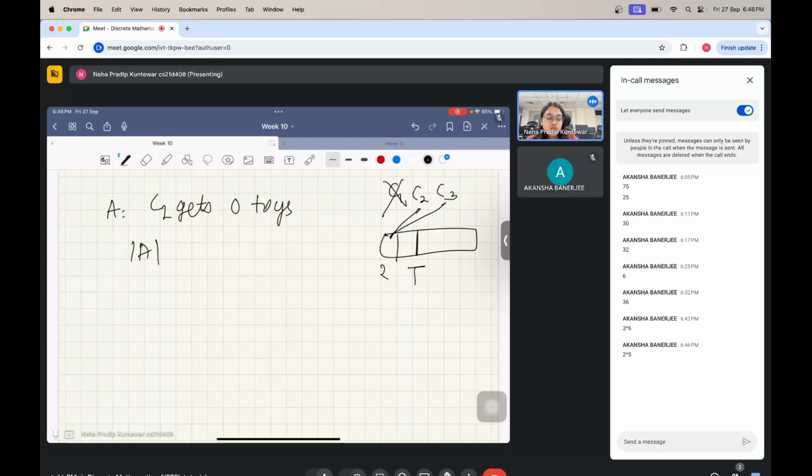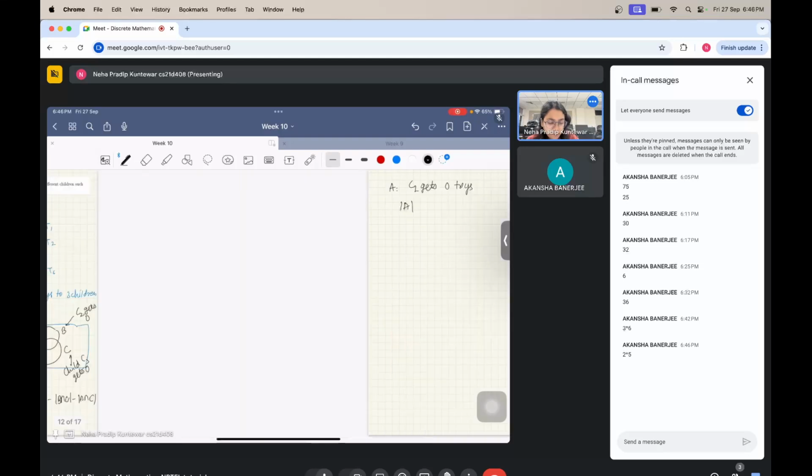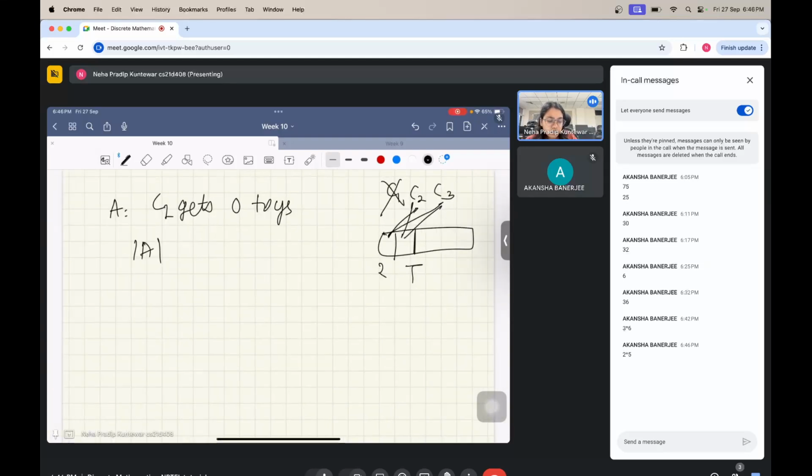For the second toy also it cannot go to C1, so again you have two ways of doing this. For each of the toys you have two ways. Therefore this will be 2 into 2 into 2, 6 times, and that will give you 2 to the 6.